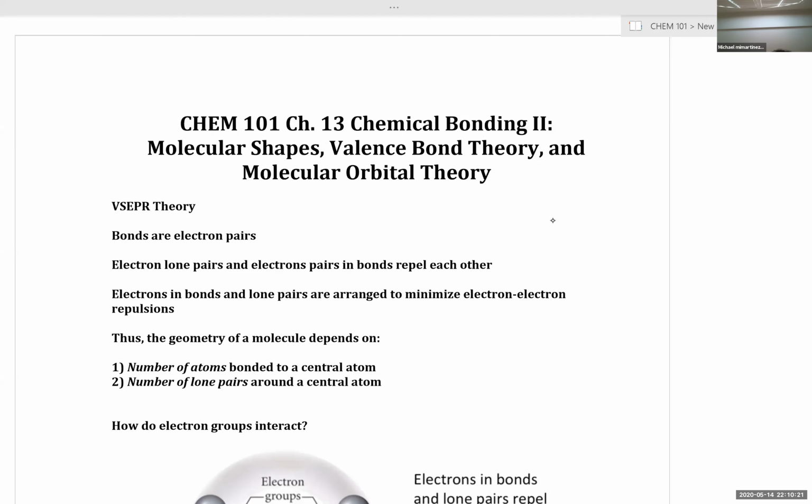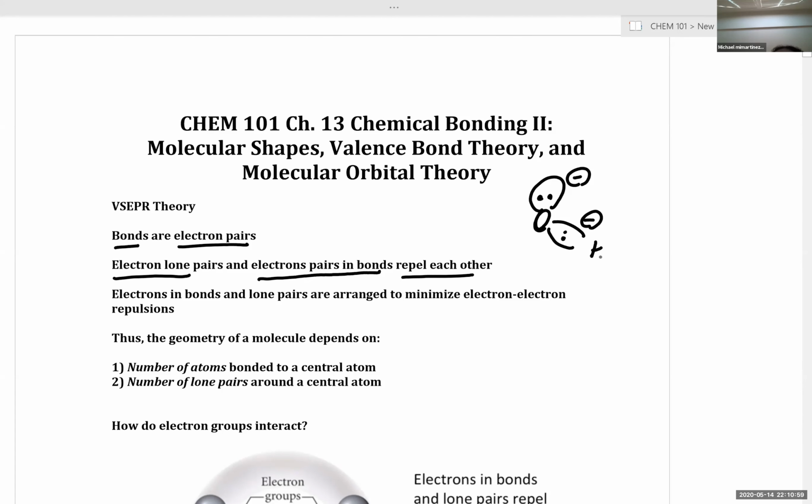Okay, perfect. So let's talk through VSEPR theory and develop some tools to begin to think about how molecules look in three-dimensional space. In VSEPR theory, bonds can fundamentally be thought of as shared electron pairs, right? And electrons in lone pairs and electron pairs in bonds are going to repel each other, right? So for example, if I have an oxygen with a lone pair, this lone pair has a negative charge, and I have a bond, these electrons are negatively charged as well.